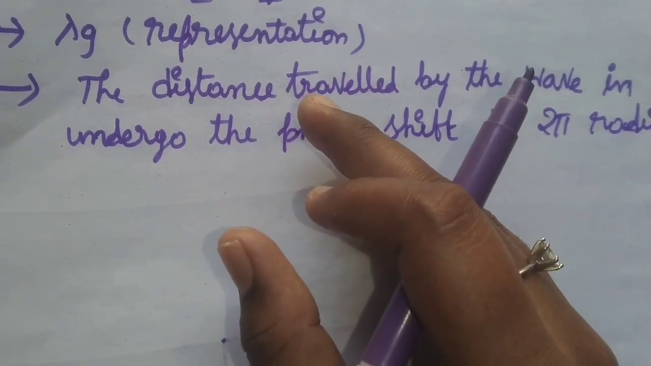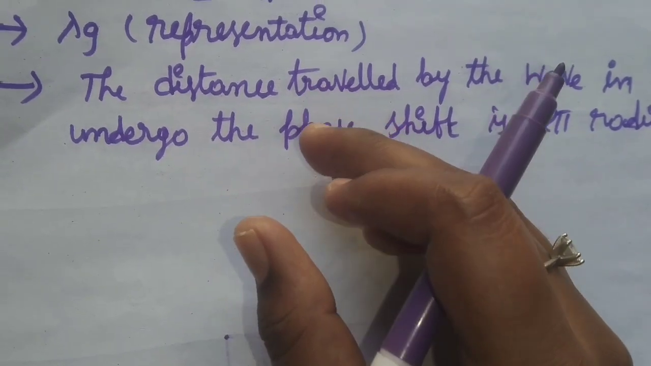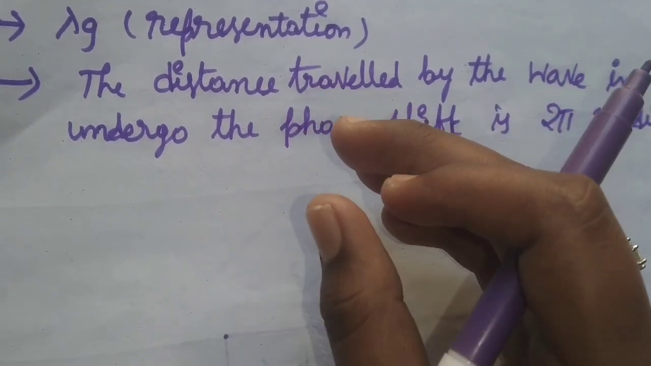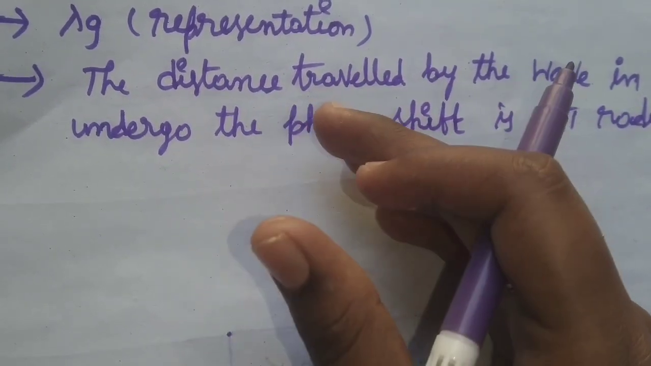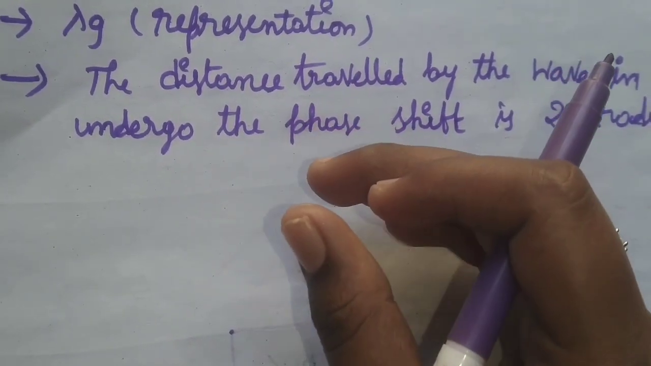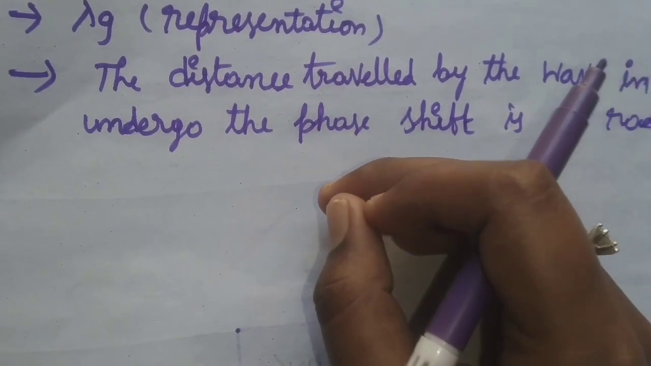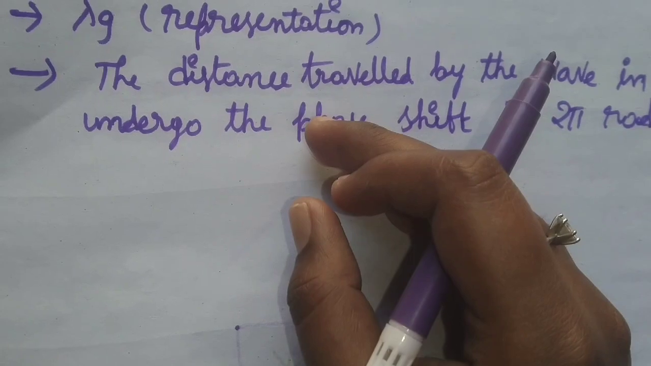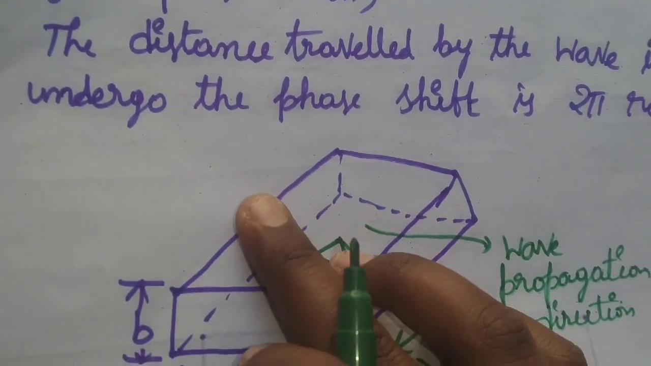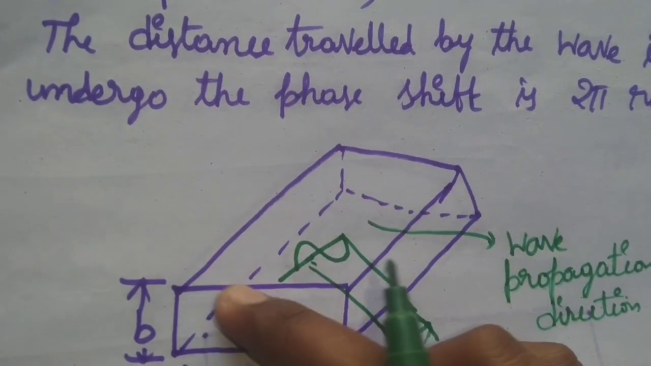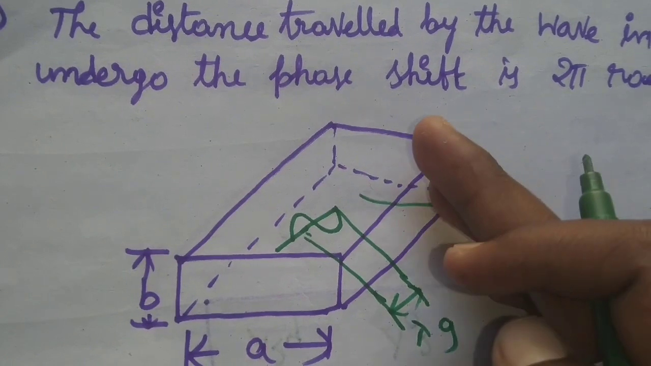To understand the definition of guide wavelength clearly, now we will see a simple diagram of a rectangular waveguide and how we can derive the guide wavelength. It is very easy to understand by seeing the simple diagram related to guide wavelength. Now we will see that diagram.